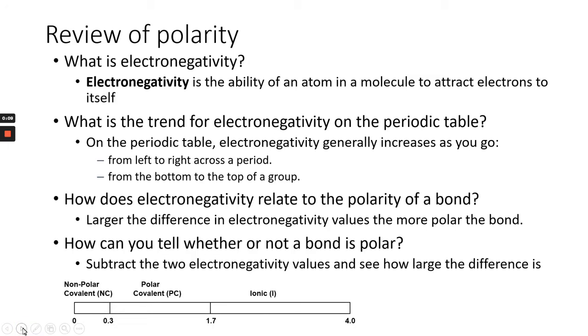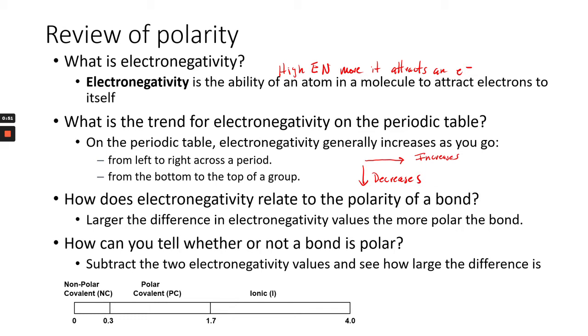So, let's review what polarity means. First of all, what is electronegativity? Electronegativity is the ability of an atom within a molecule to attract an electron to itself. So the higher your electronegativity, the more it attracts an electron. What is the trend for electronegativity? As you go across a period, it increases. As you go down, it decreases.